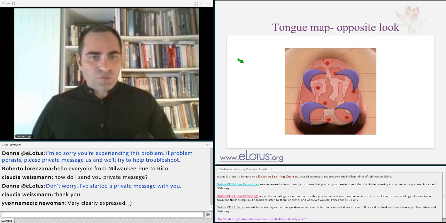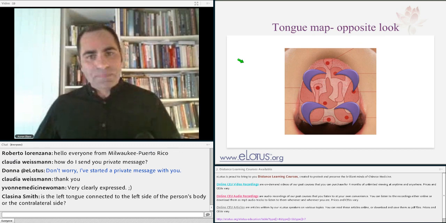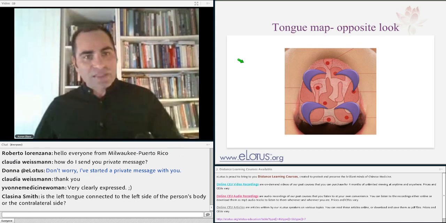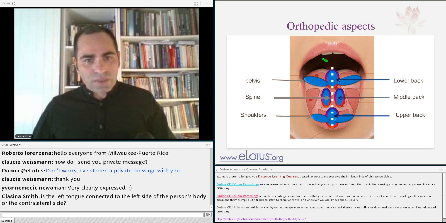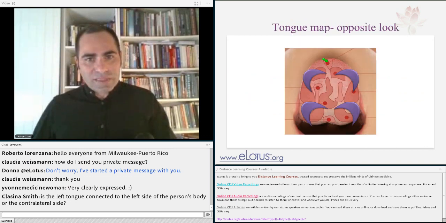Another aspect when I look at the tongue is like I'm turning the person upside down. So the tip will be up here. Oh, I'm sorry, one part is missing on the slide suddenly. But this is like the head, the mental activities, the mental part.